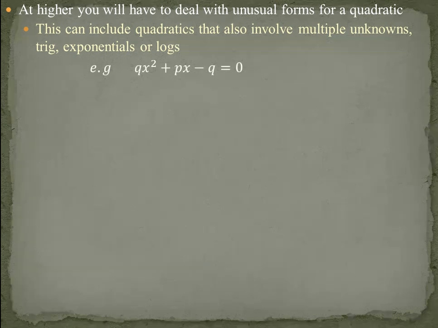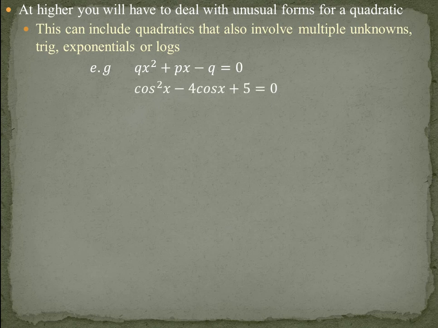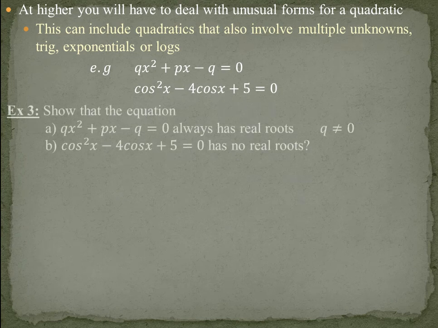So an example of something that includes multiple unknowns could be qx squared plus px minus q. There's multiple unknowns there, so you could be asked to do something with a discriminant. You could be asked to do cos squared x minus 4 cos x plus 5 equals 0. So that is a trigonometric quadratic, because it's got trig terms, but it's got a squared term, a non-squared term, and a coefficient. And so therefore the rules of quadratics can be applied.